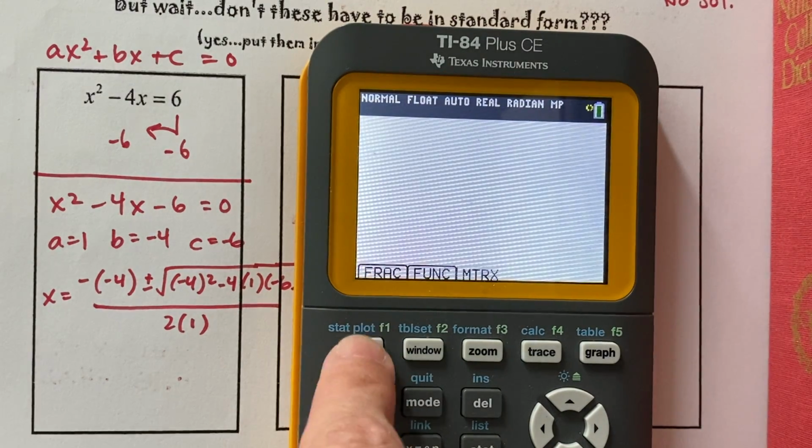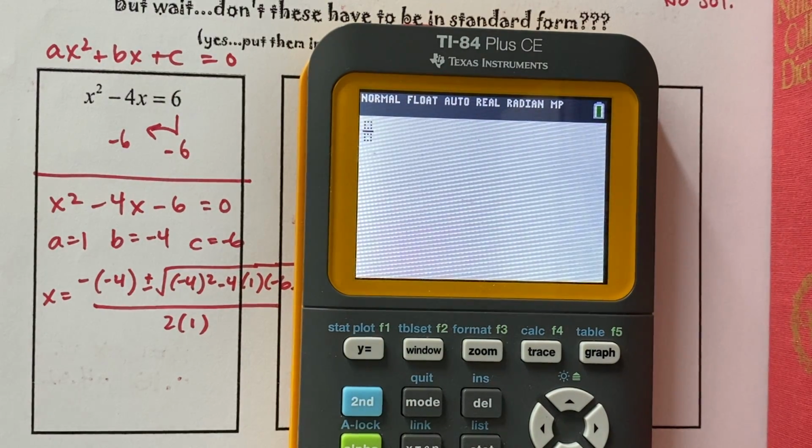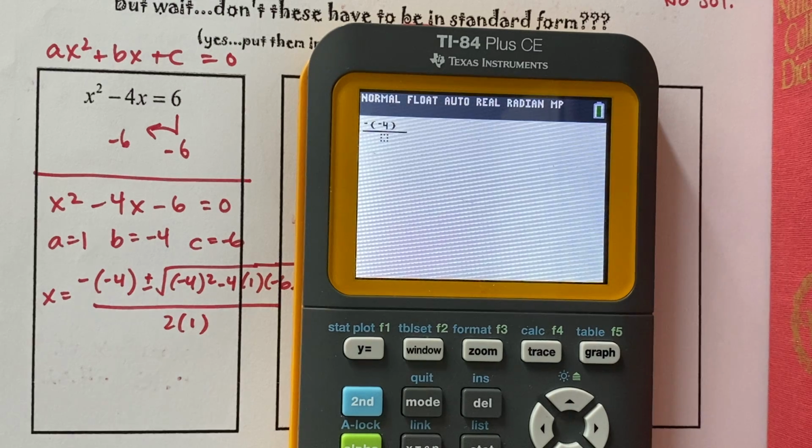So if you hit alpha y equals, get a fraction again. This one, you have to do negative and then parentheses negative 4. And remember, these do have to be negative signs, not minus signs, but the one in between has to be a minus sign when you get there. But we'll do the plus first.